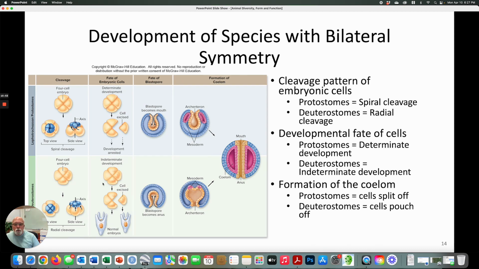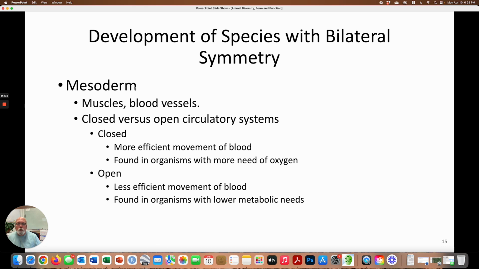In the deuterostomes, which are what we are, the development of cells is more indeterminate, so that if you lose a cell early on in development, it will just grow into a normal embryo, as opposed to if you lose a cell that early on in development in determinate organisms, where it interrupts the development of the organism. And so this is why we can do stem cell research in the deuterostomes. The deuterostomes are all of the chordates and the echinoderms, and we'll see that once again when we get to the phylogeny. So the mesoderm is what you get muscles and blood vessels from.